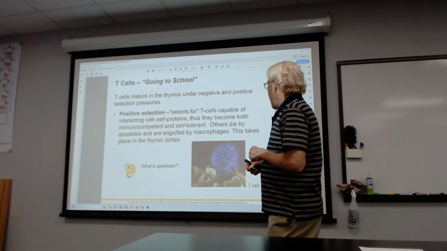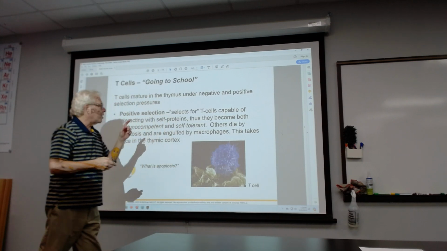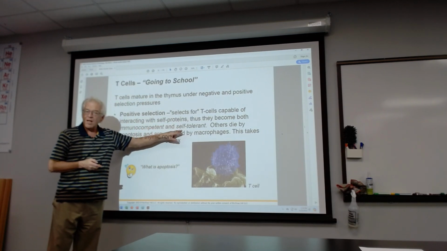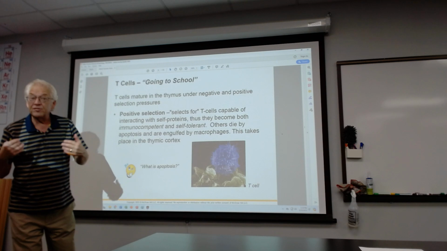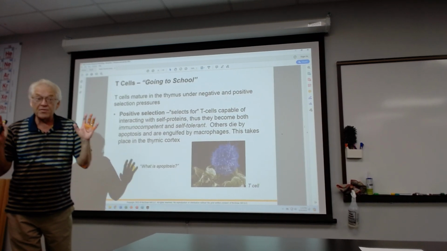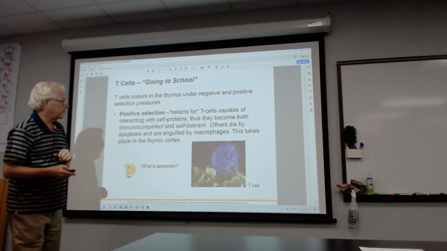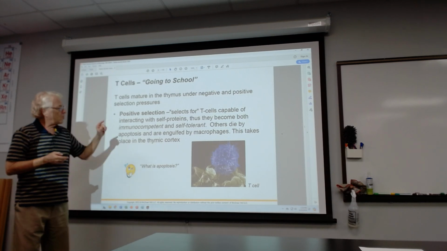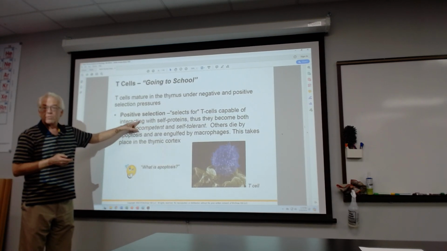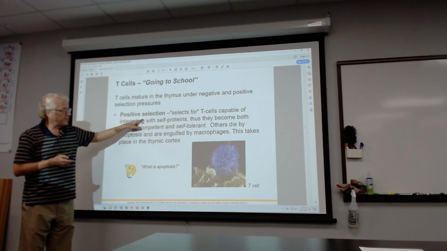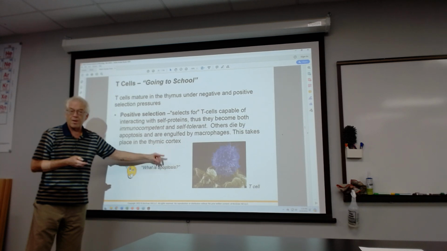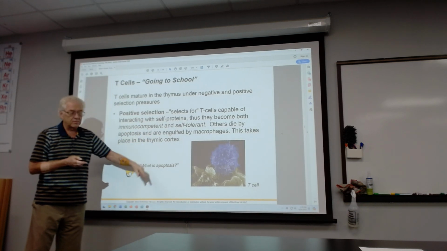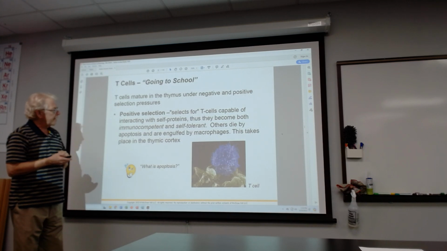All right? And because we want you to be able to be what? Self-tolerant. You've got to be able to recognize what self is. Otherwise, you might think self is a bad guy, and now you have an autoimmune disease. Does that make sense? Okay. And guess what? If you don't pass this part of the test, you get killed by apoptosis. You're given a genetic programming that says, stop dividing. Okay? So that's positive selection.